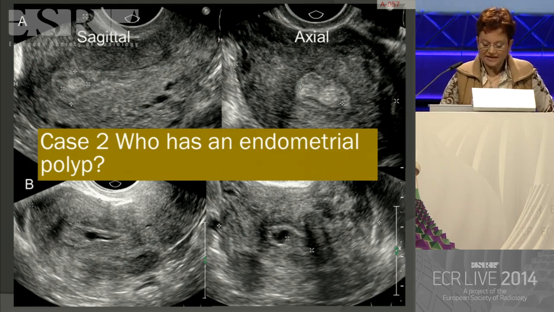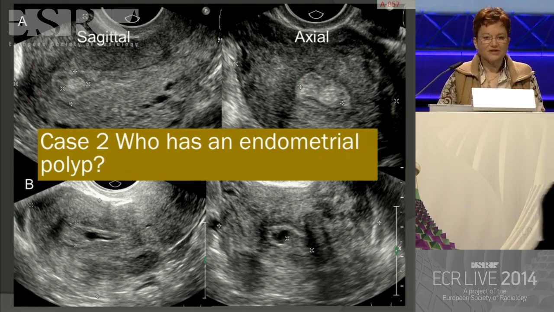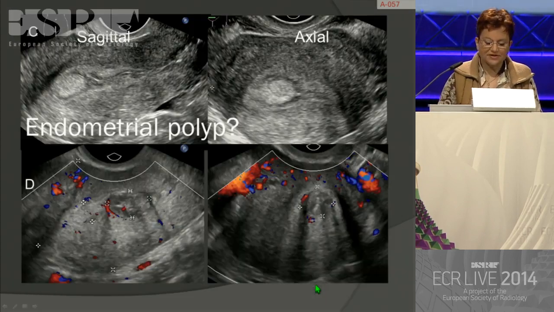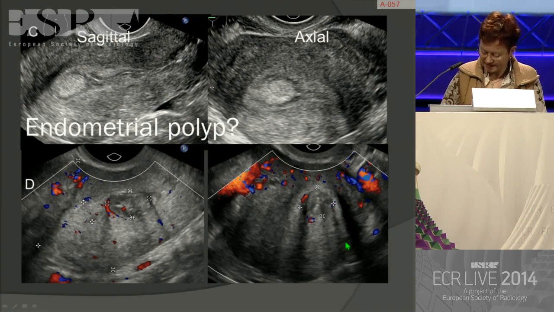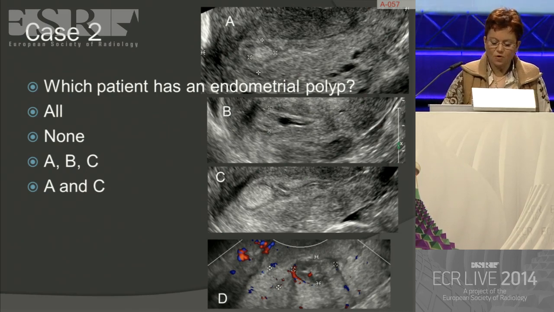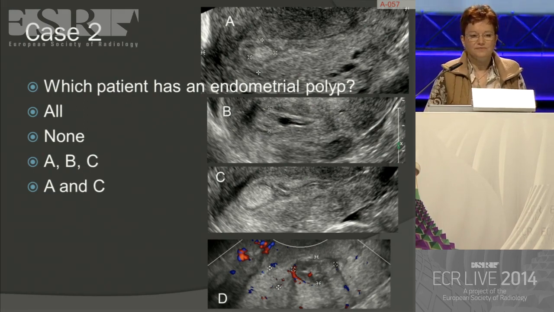Now let's go to the second case. I show you 4 patients. Patient A, a sagittal view, an axial view. Patient B, a sagittal view, an axial view. Patient C, sagittal and axial. And patient D, sagittal and axial. Now this is my question. Which patient has an endometrial polyp? All? None? A, B, C? Or A and C? Please vote.